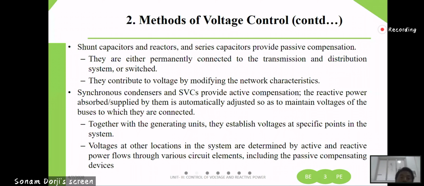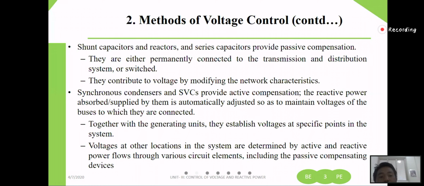First let's see what is meant by shunt capacitors or reactors and series capacitor. These shunt capacitors, reactors, and series capacitors provide passive compensation. What is meant by passive compensation? Actually there are 2 types, passive and active compensation.